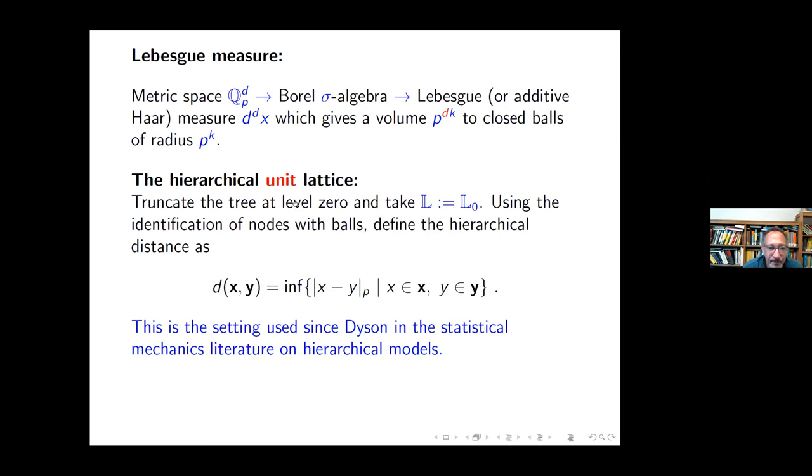This space of leaves at infinity, which I denote by Q_p to the d, is a metric space, so it has a Borel sigma algebra, and it has a natural measure, which is the analog of the Lebesgue measure. In terms of p-adics, it is actually an additive Haar measure. And the way you define it is very elementary.